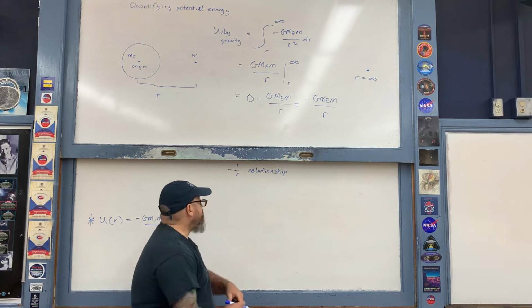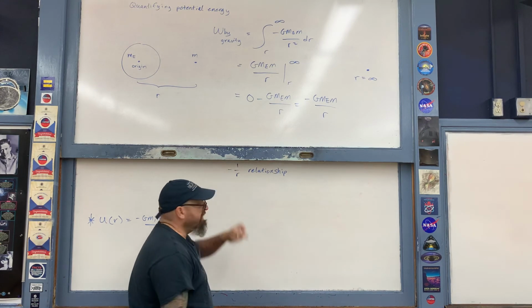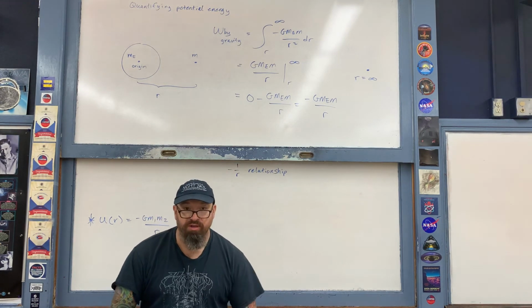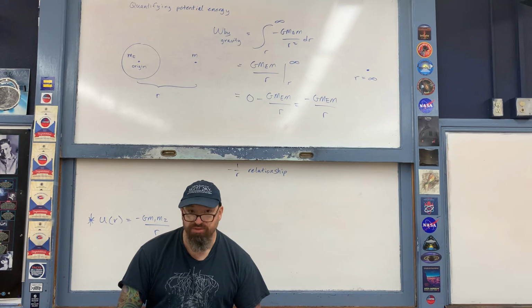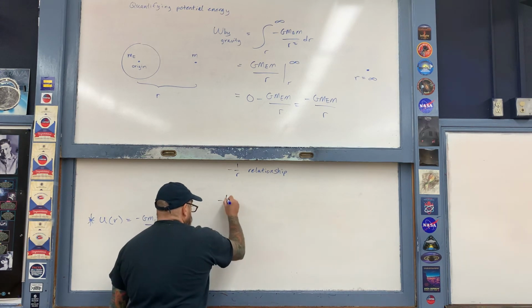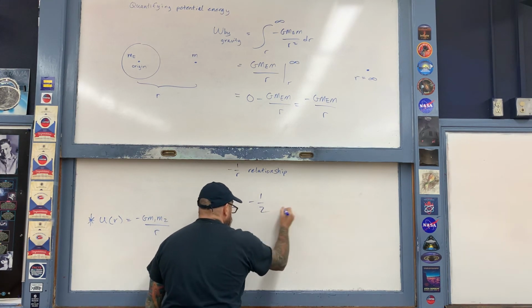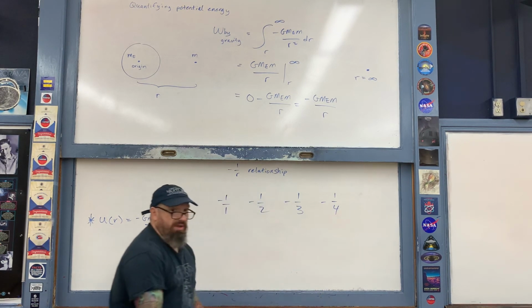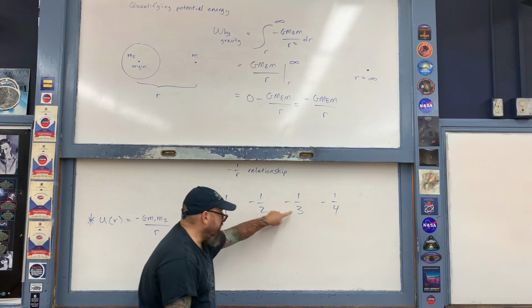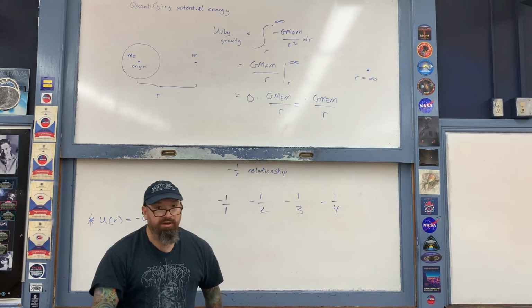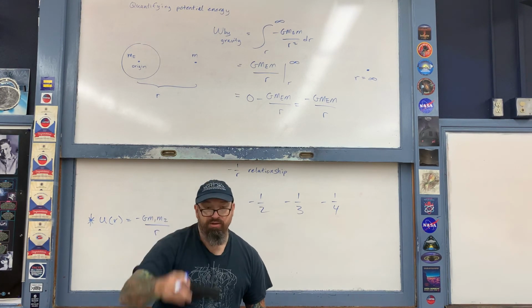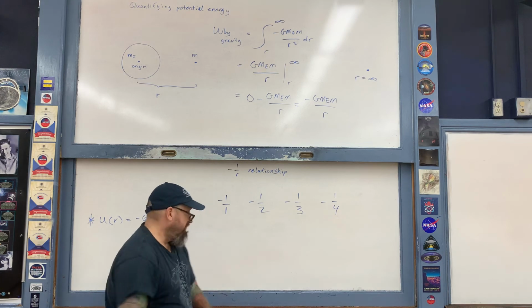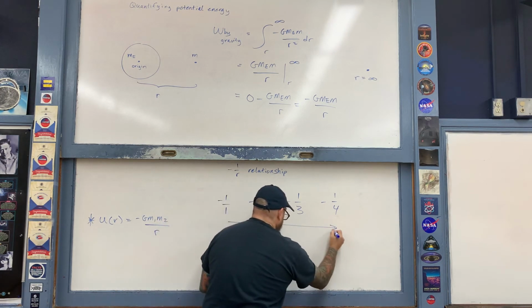So now let's see what happens with this relationship here as I make the number r bigger and bigger. Let's just use integer values for simplicity. So let's say negative 1 over 1, negative 1 over 2, negative 1 over 3, negative 1 over 4, and so on. So I'm making the value of r here bigger and bigger as I write these numbers down. So it's like you're lifting the object higher and higher above the surface of the Earth. Take a look at these numbers.